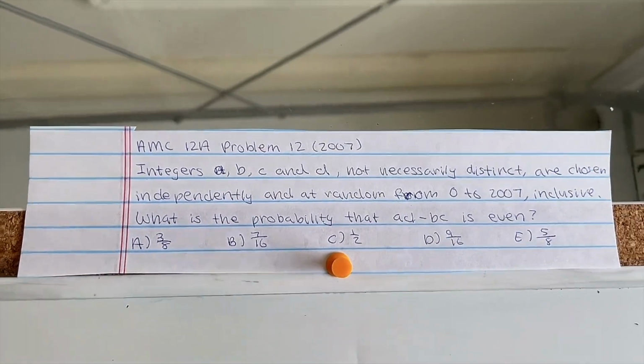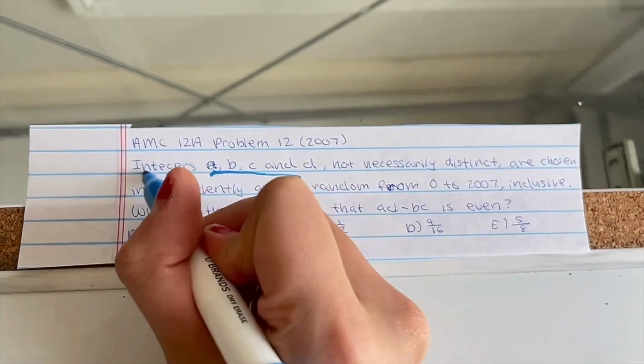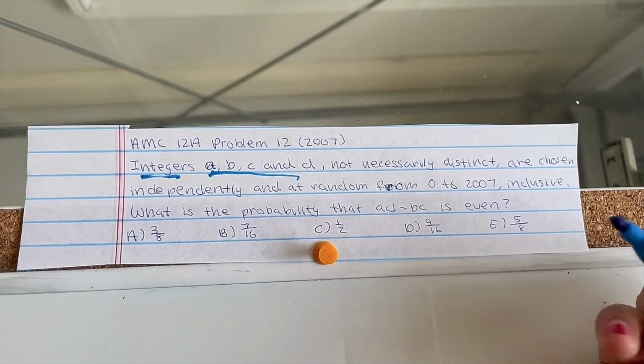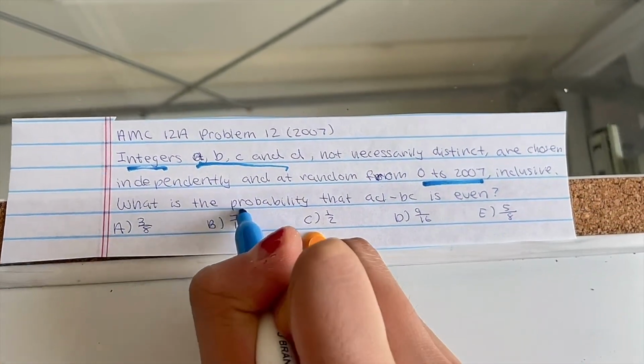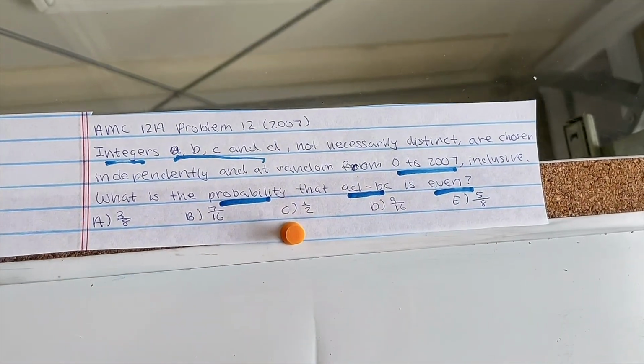Looking at the keywords, we can see that it tells you 4 integers, and they aren't necessarily distinct, so that means they could be the same number. They're chosen independently from 0 to 2007. And it is asking you what is the probability that AD minus BC is even.